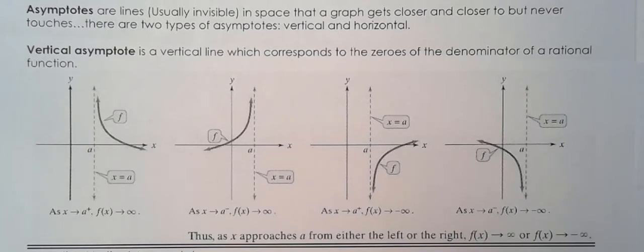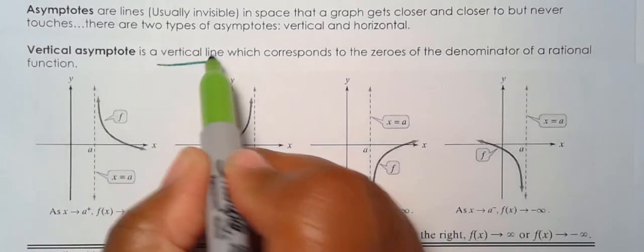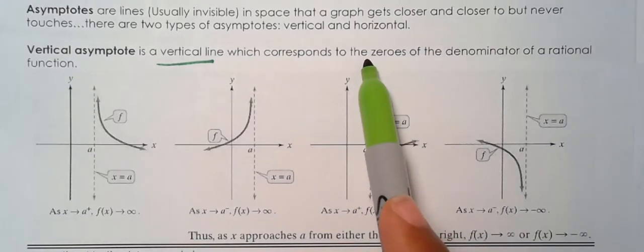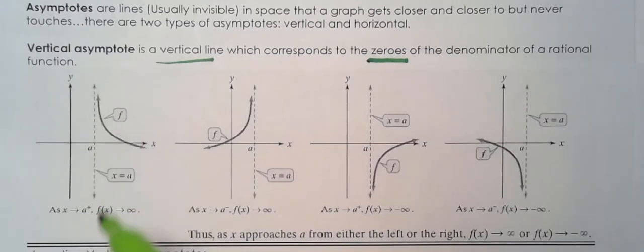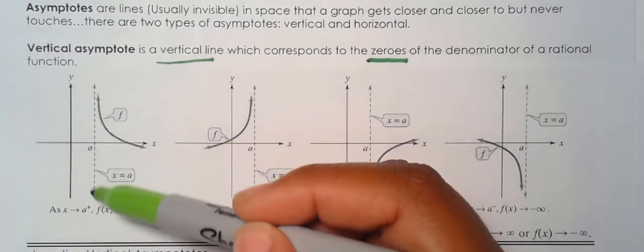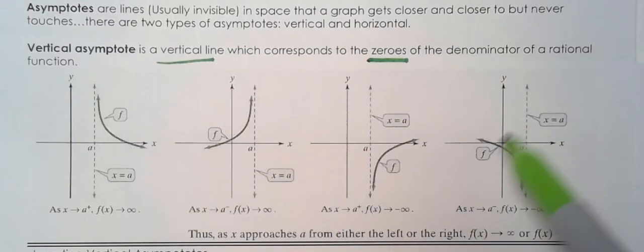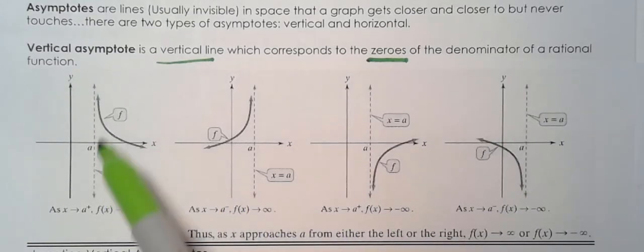So, a vertical asymptote is a vertical line which corresponds to zeros of the denominator of a rational function. So that's what we're going to be looking at here. If you look at our dotted line in the four graphs that we have here, these are our vertical asymptotes. And it says here, whenever we create this vertical line, it's x equals a, and I'm going to show you how to find the vertical asymptote.